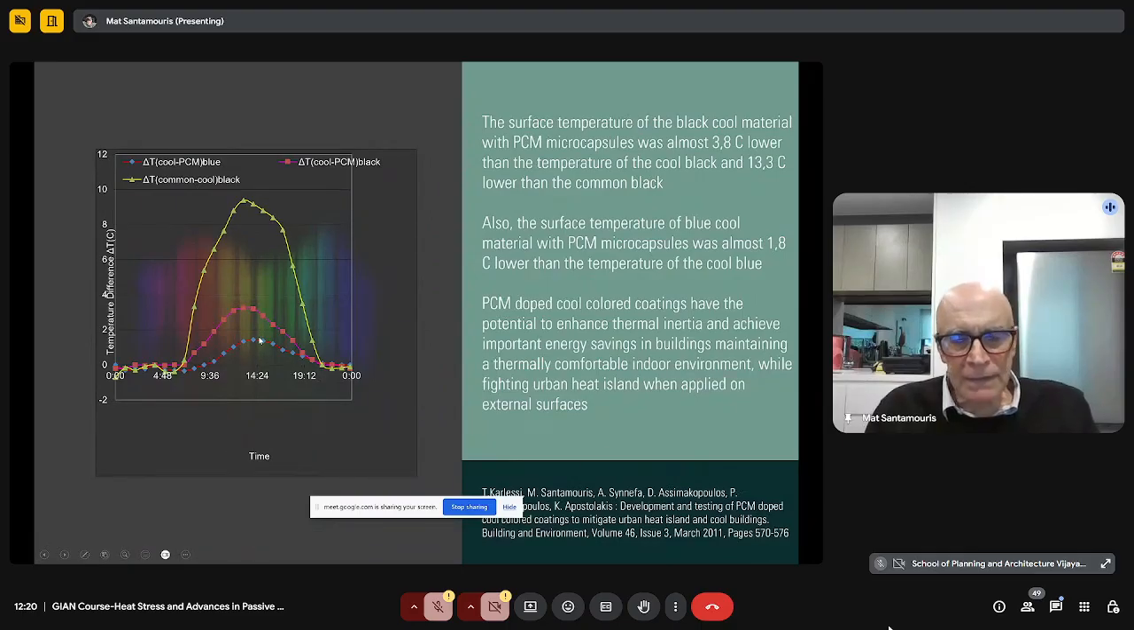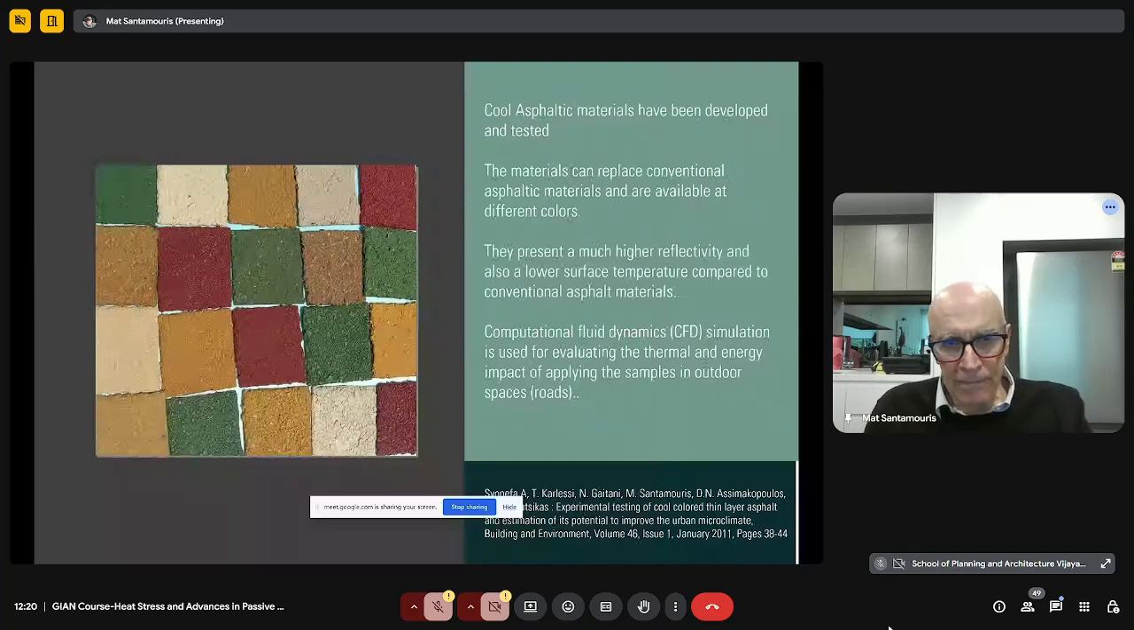By using these materials, we can really further decrease the surface temperature of the infrared reflective color materials that I presented before, by 3 degrees. Also, these materials are available in the market and are used for tiles all around the world.